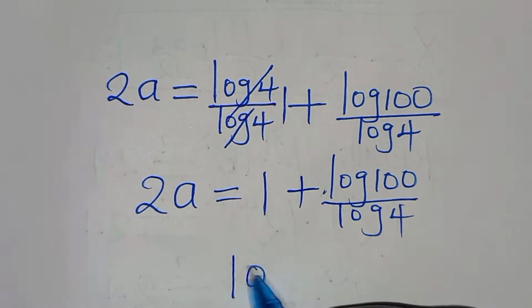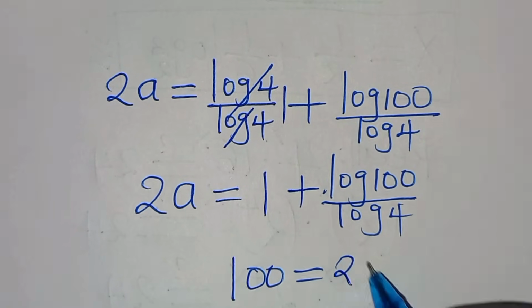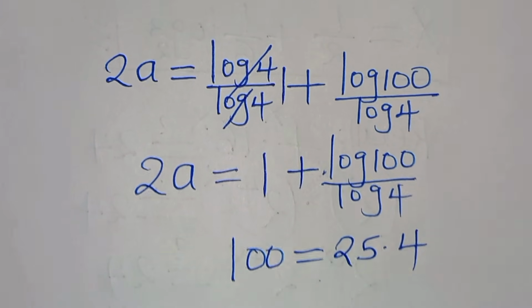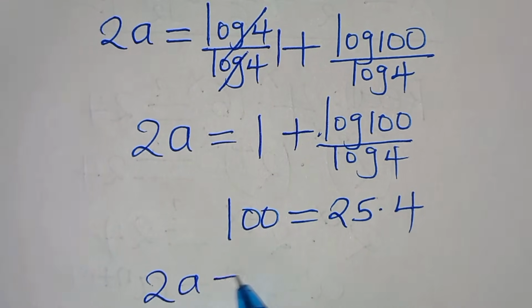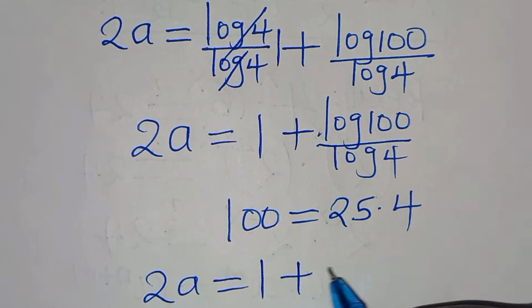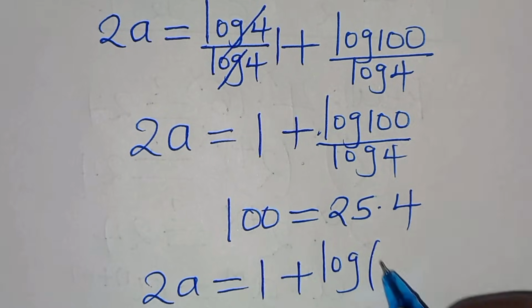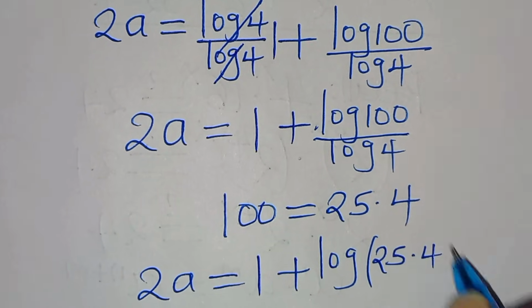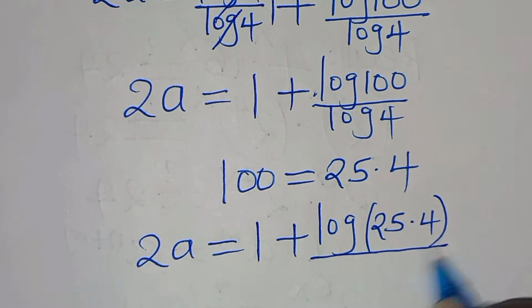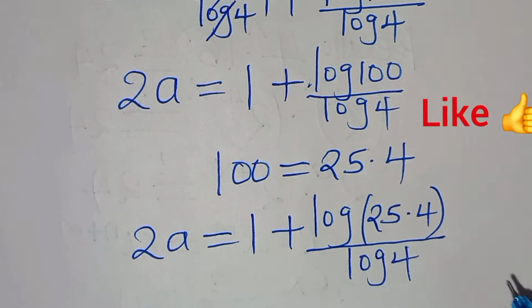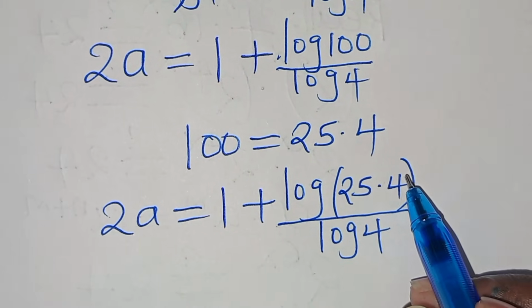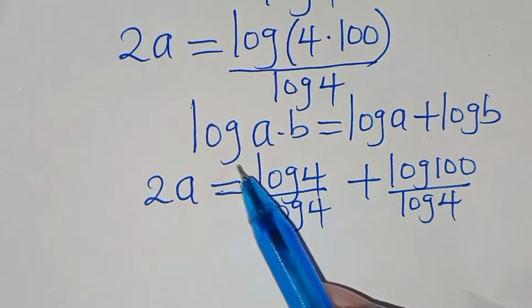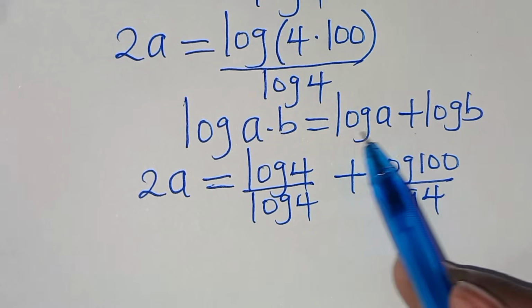We can express 100. This is the same thing as 25 multiplied by 4. Let's substitute this so that we have 2a. This is equal to 1 plus, this is log 25 multiplied by 4. Everything here divided by log 4. So now log 25 times 4. This is in the form of log a times b, which you can express as log a plus log b.